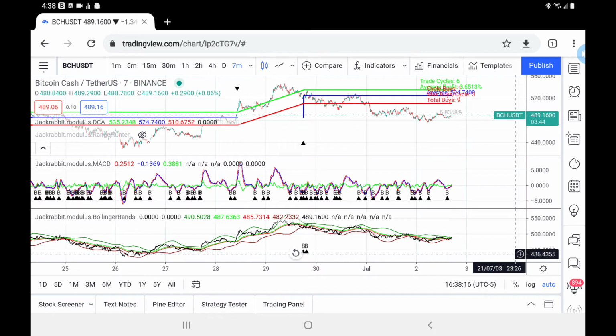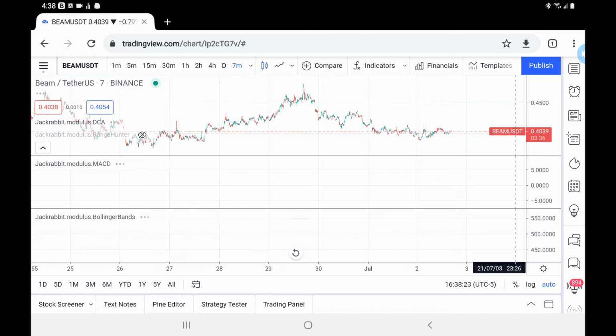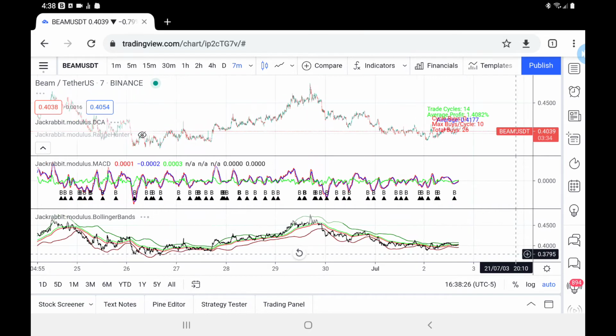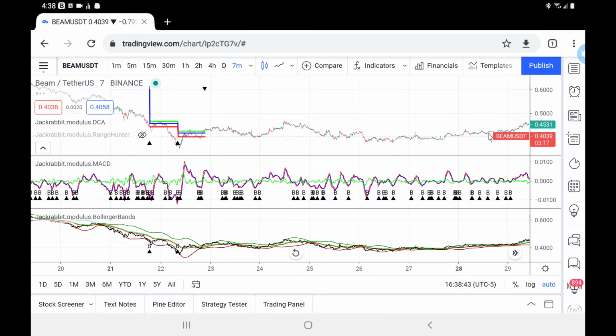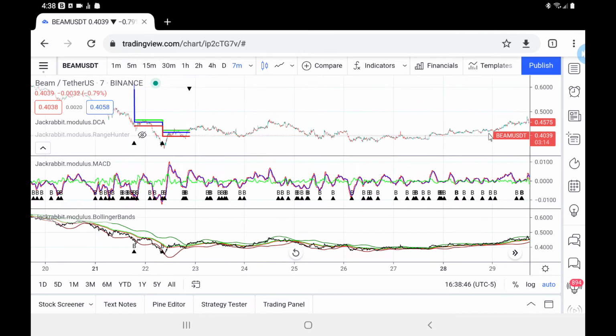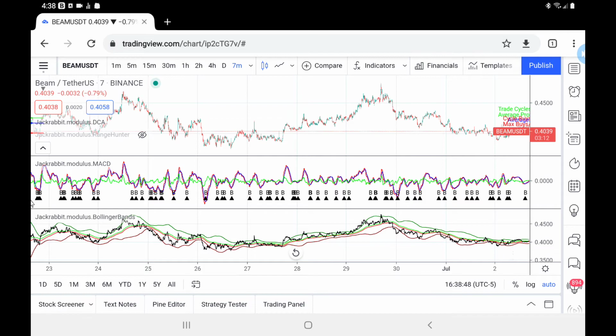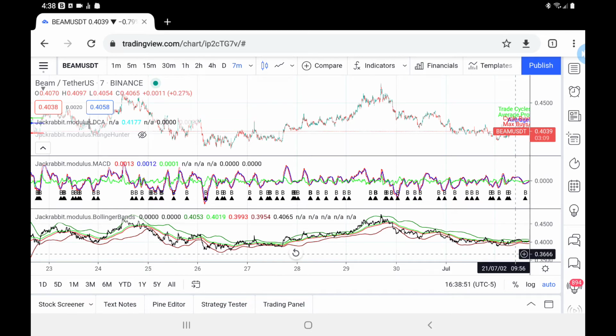Another difficult coin, Beam. This coin can break anybody. And there it is, 10 max positions. So let's see the exit pointer. Okay, it actually got out. So it got out right at the last straw.